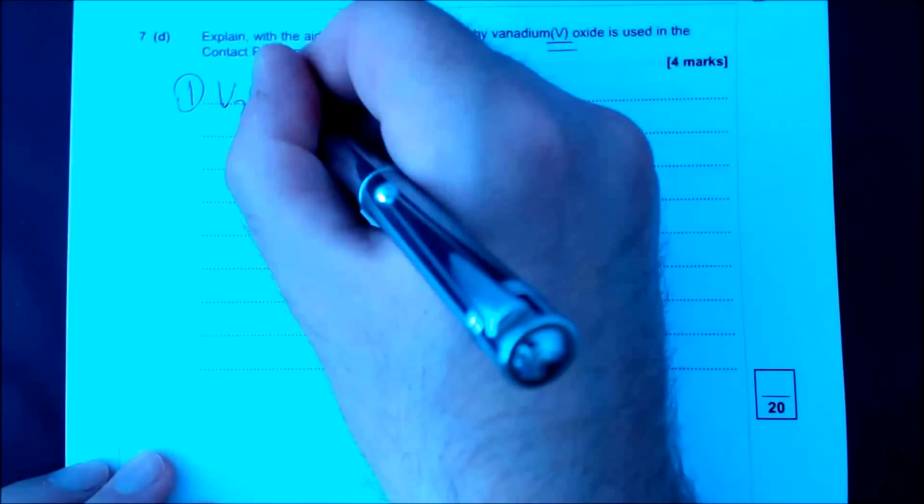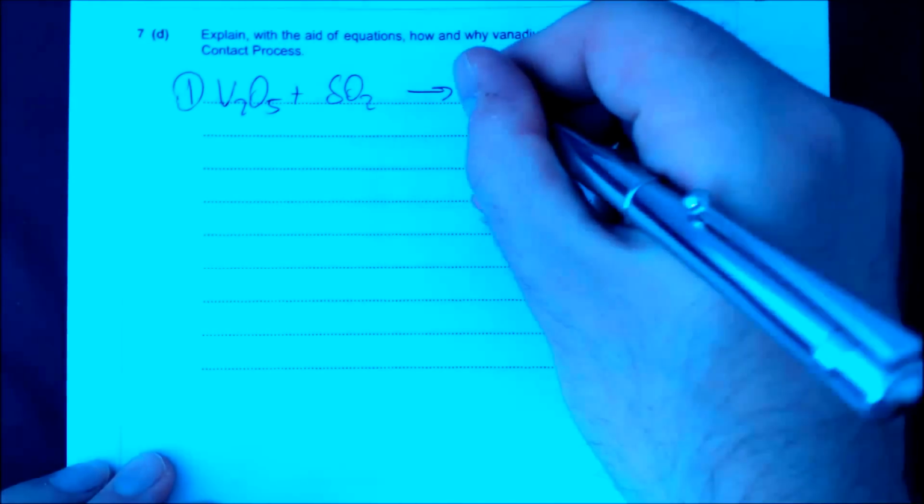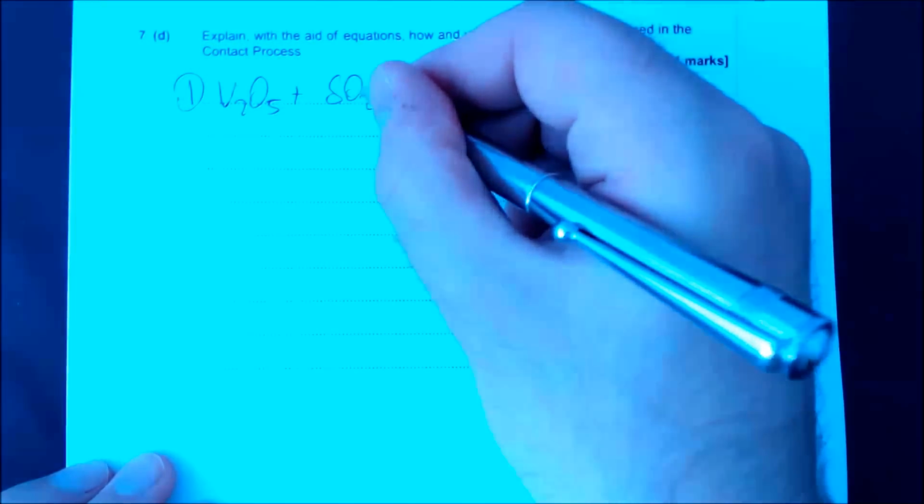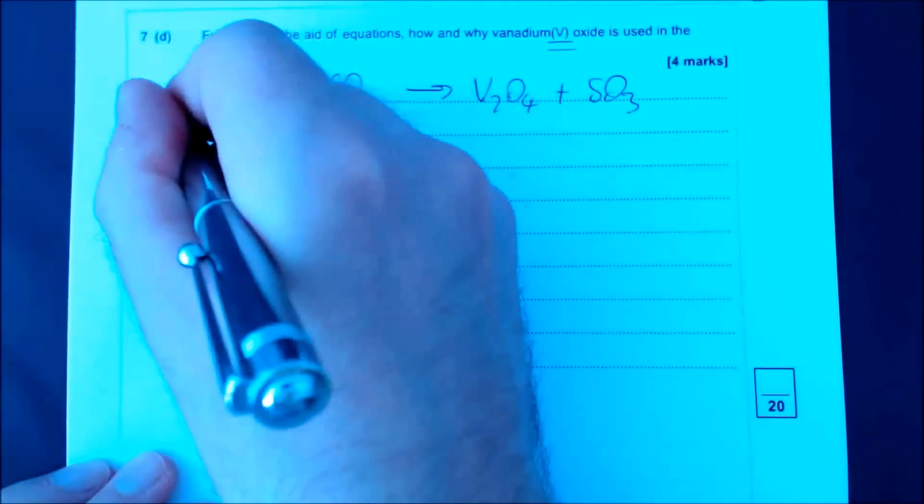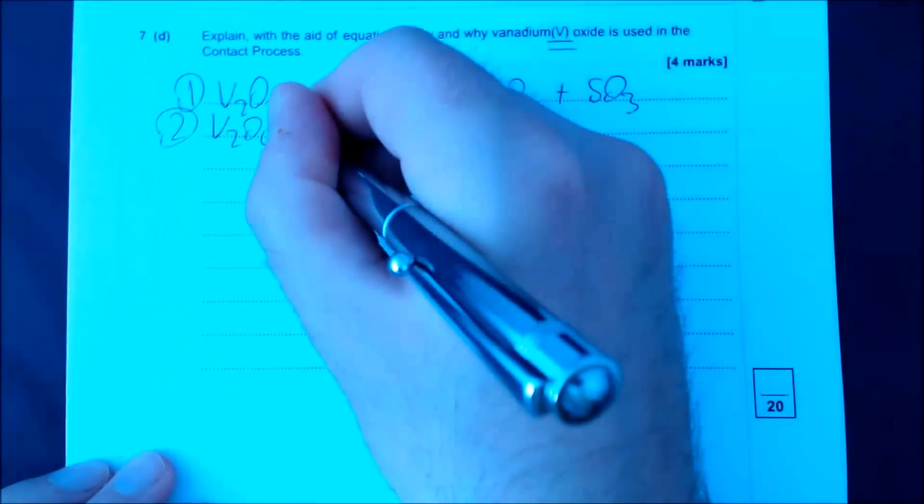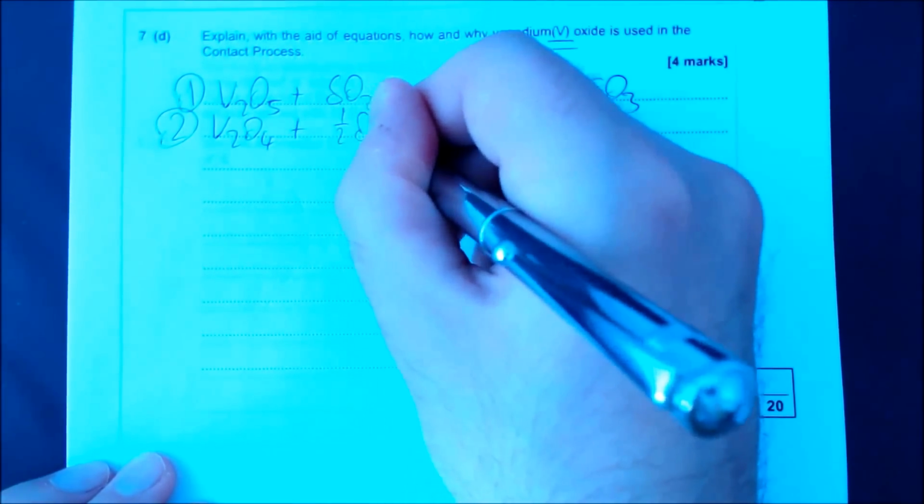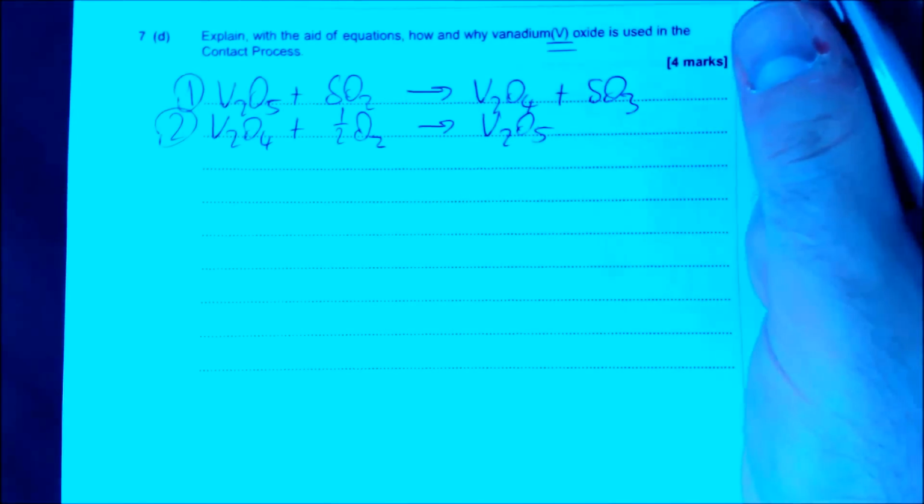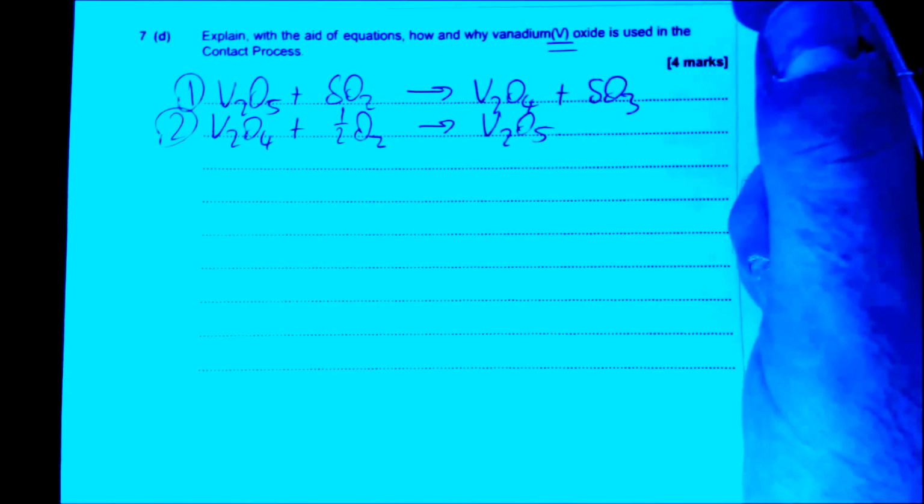But this is vanadium 5 oxide, V2O5, and that's going to react with sulfur dioxide, and sometimes that's a byproduct of another reaction. And what happens is effectively this oxygen from here gets put onto here. So this turns into V2O4, and we produce sulfur trioxide, which is SO3. And then the second equation is this V2O4, which will then react with half a mole of O2, and it will form V2O5 back again. And so there's the two equations regarding the contact process.